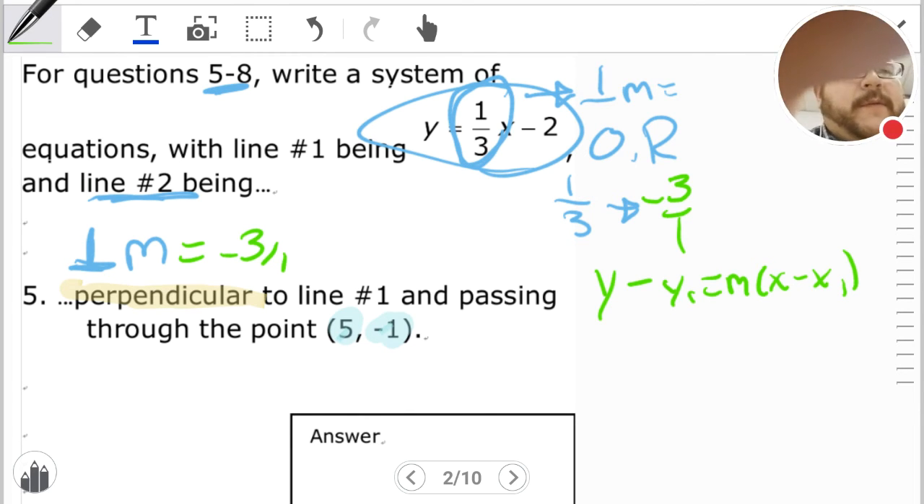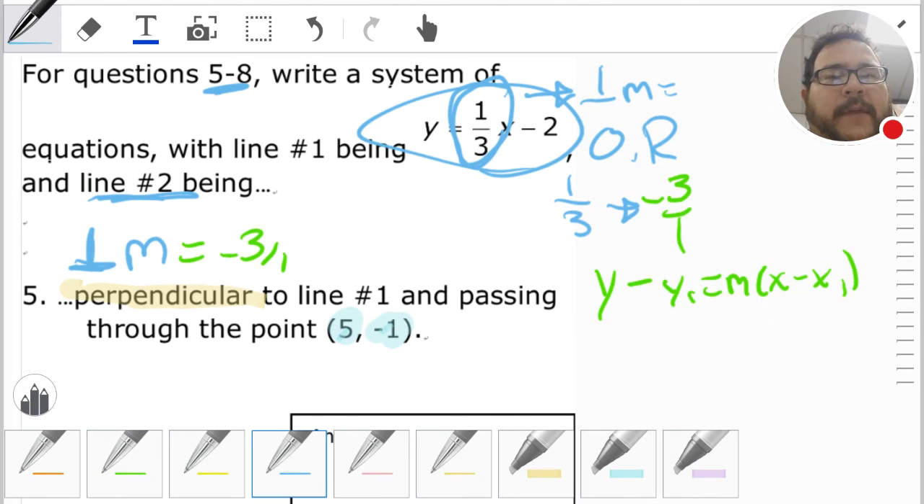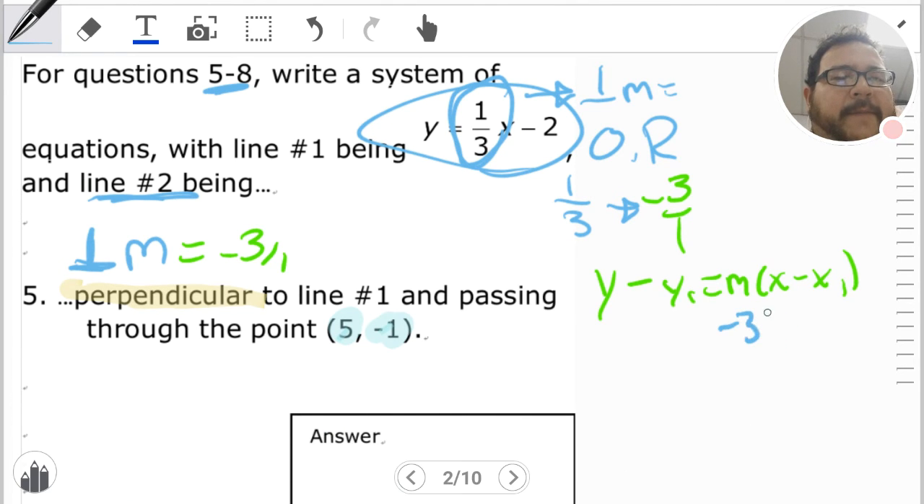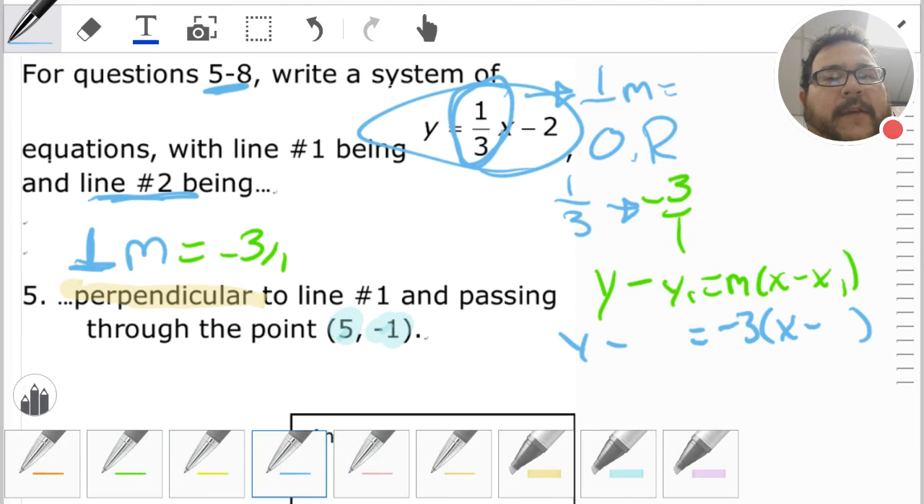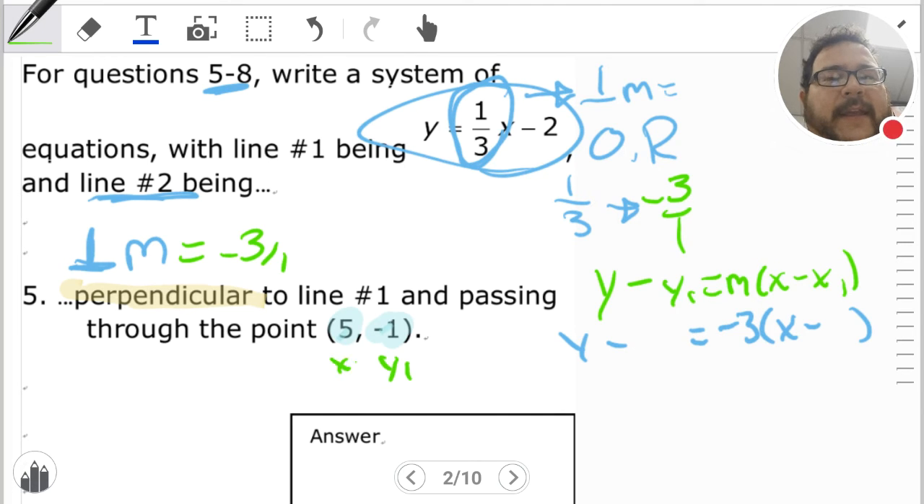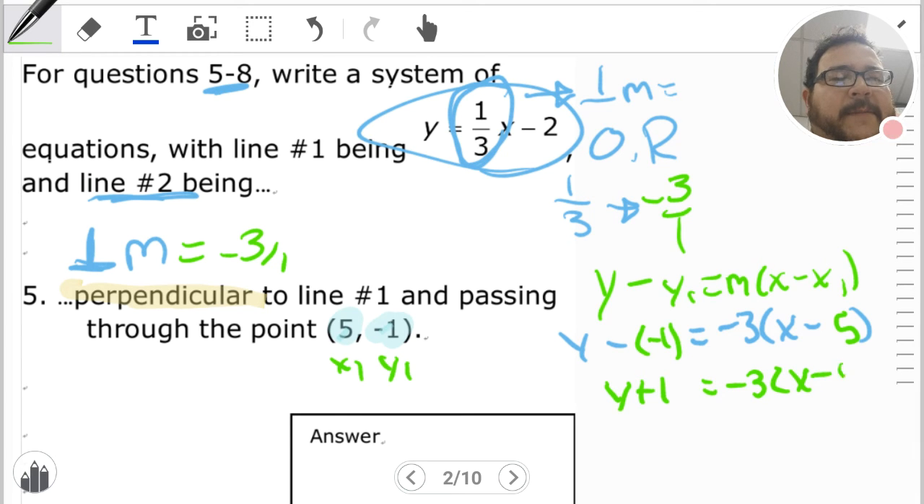Okay, so let's go from there. We know that our slope is going to be -3. So then x minus a number, and then y minus something else. So we're going to get our y1 from our point. So this is y1, and this is x1. So we're going to plug in -1 here, and we're going to plug in 5 there. So we get y plus 1 equals -3 times x minus 5.